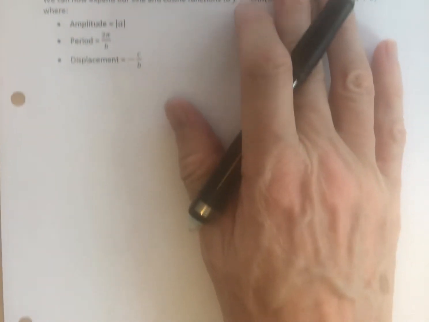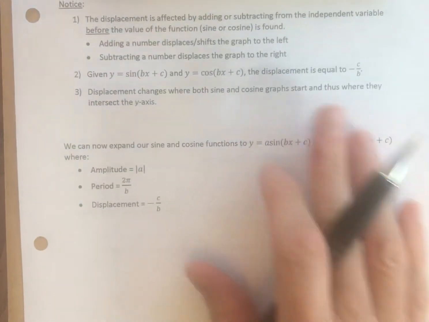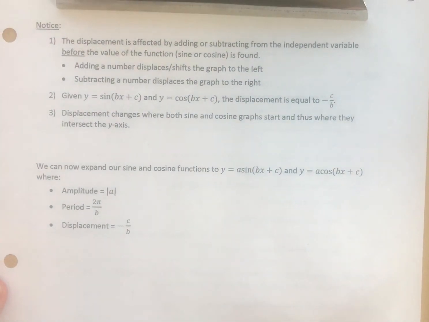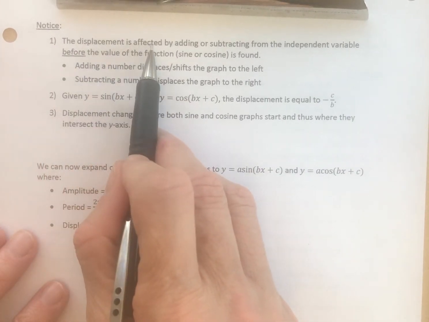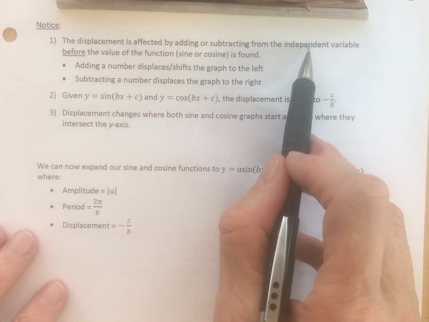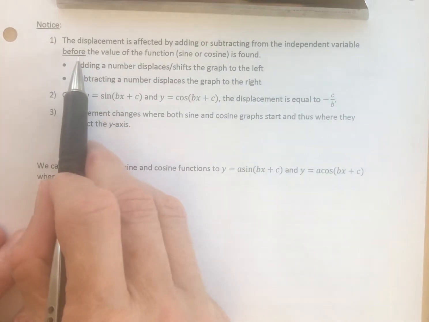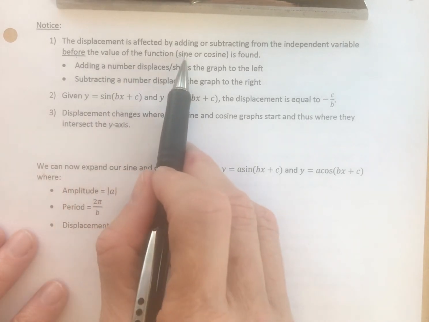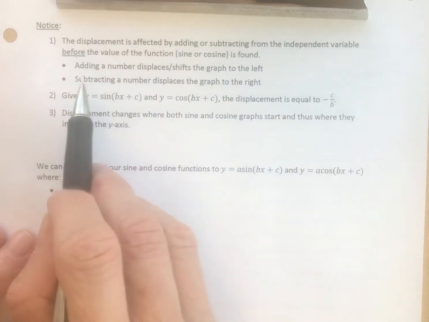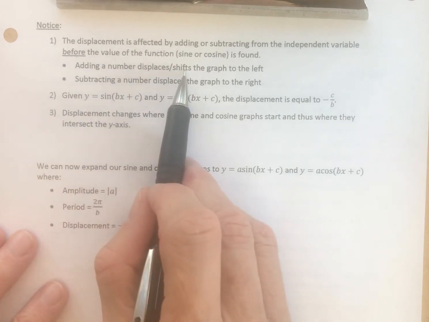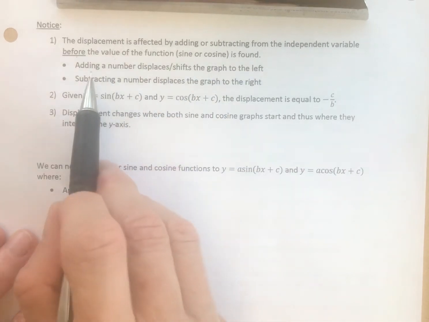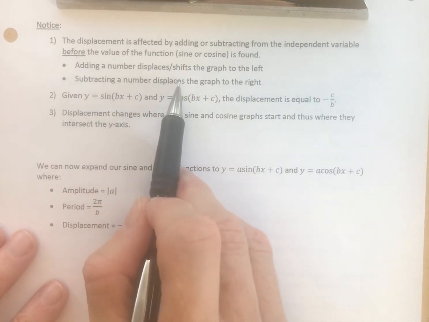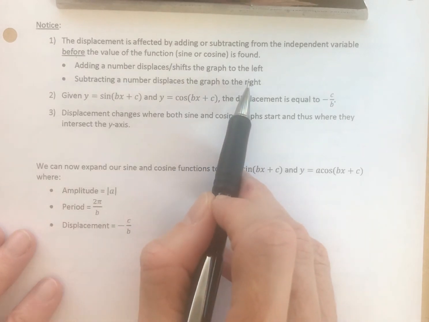Now, let's wrap this up. What have we learned here? And I'll tell you how to calculate the displacement, the phase shift. Notice, number 1, the displacement is affected by adding or subtracting from the independent variable. That's what we did before the value of the function, sine or cosine, is found. Okay, when we added a number, we shifted the graph to the left, and that took place in example 1. When we subtracted a number, that shifted or displaced the graph to the right, and that took place in example 2.